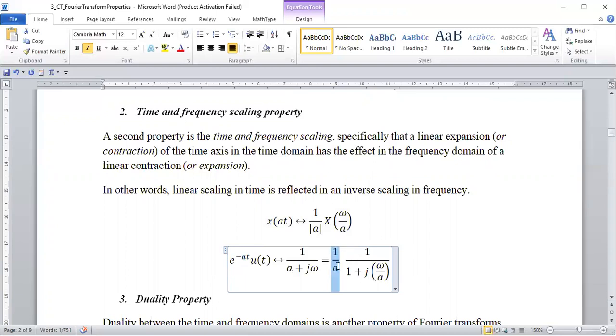So we have 1 over a. In the time domain, you had a in the time representation, but in the Fourier domain, you have 1 over a. This is the property of time and frequency scaling. It simply means that when there is a contraction or expansion in the time axis, the inverse is the case in the frequency domain.